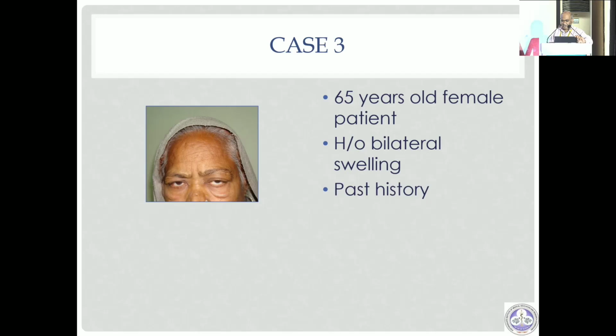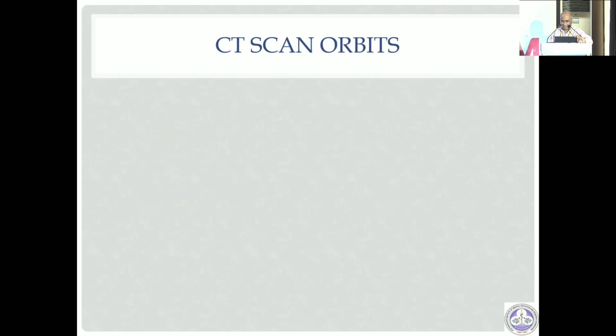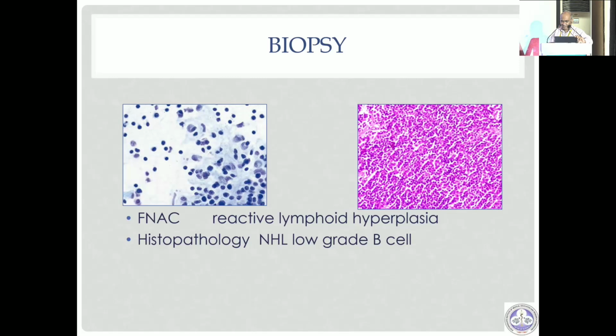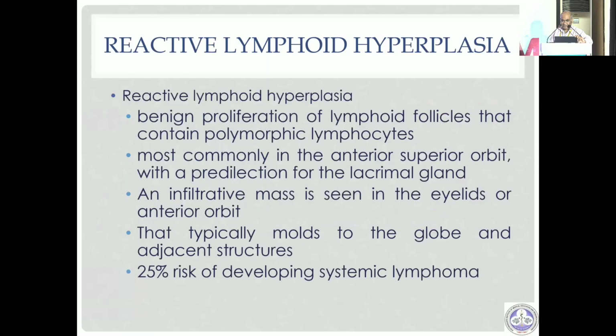This patient presented with a bilateral presentation, had a subconjunctival presentation as well. The CT showed a diffuse mass involving the ethmoid sinuses, frontal and the orbits. The patient underwent an FNAC, which showed reactive lymphoid hyperplasia. We were not very convinced. We went ahead with an incisional biopsy, and the final biopsy result was a B cell type of non-Hodgkin's lymphoma.